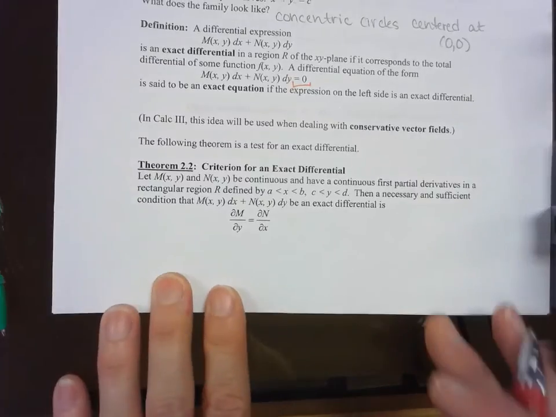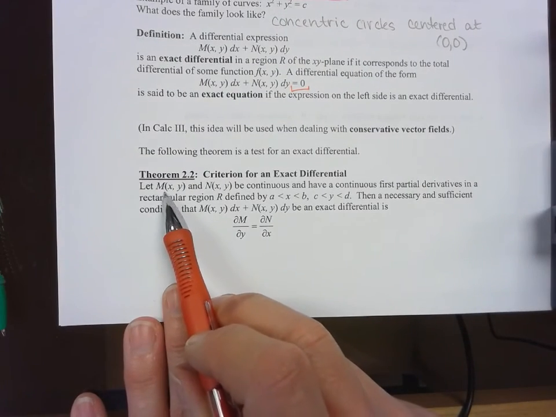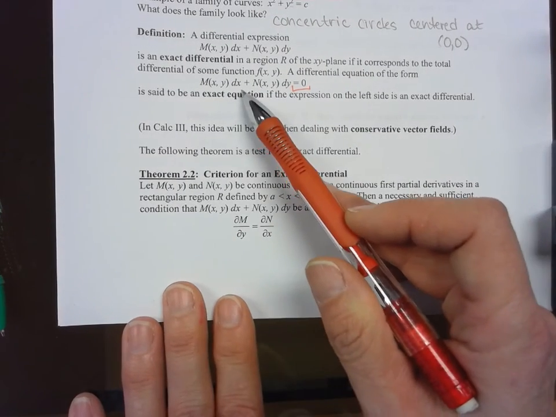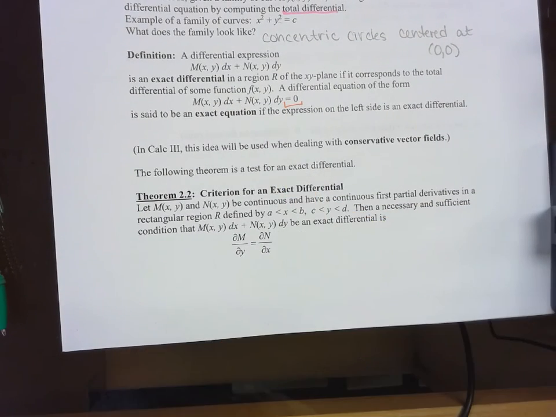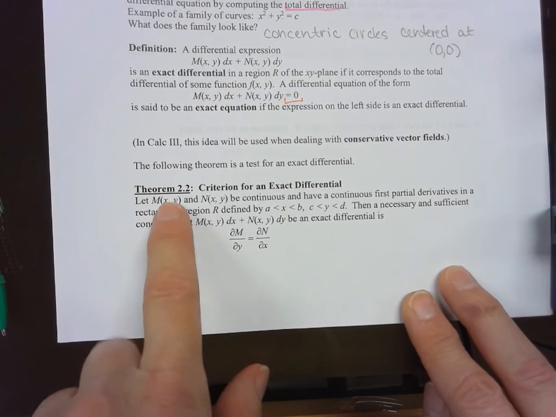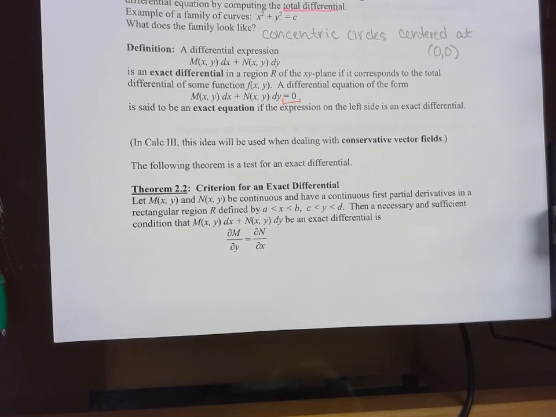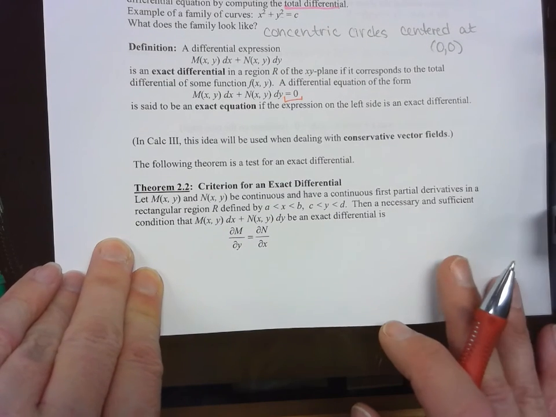Notice that M is what's in front of the dx. You always take the derivative with respect to the other variable. So M is already with dx, so you take its derivative with respect to y. N is already with the dy, so you take its derivative with respect to x. If those two partial derivatives are equal to one another, then it's an exact differential. We want M and N to be continuous and have continuous first partials. Pretty much everything we'll be given is continuous.